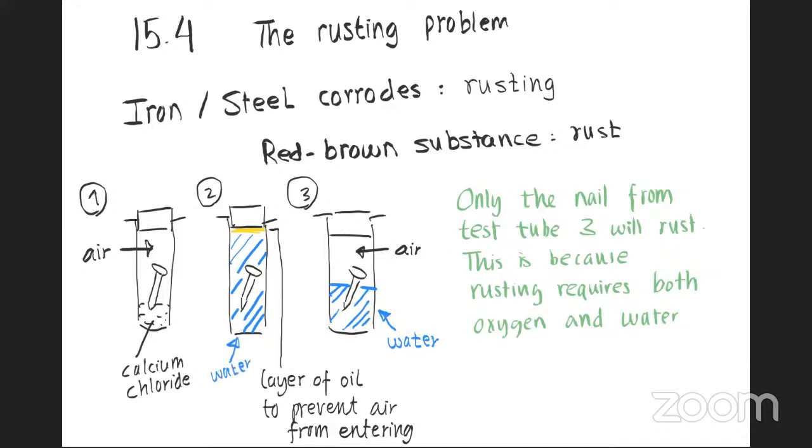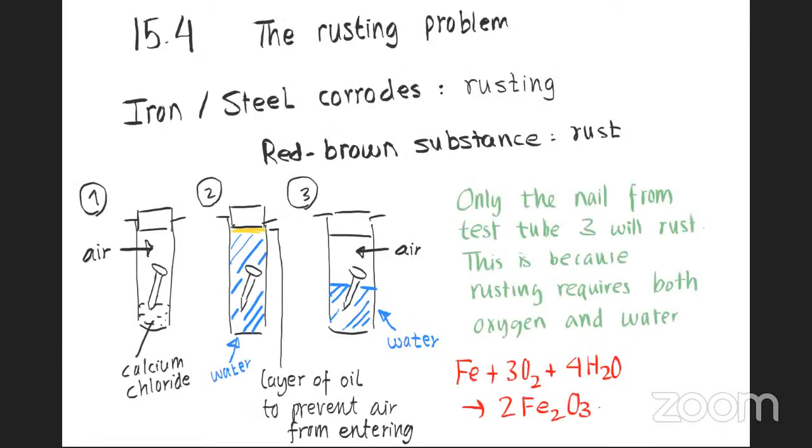So the chemical equation is iron, Fe, plus oxygen, 3O2, plus water, 4H2O, will produce hydrated iron(III) oxide, which is known as rust. Okay. 3H2O. This is rust. Yeah, guys, please copy this down, and if you're done, let me know.